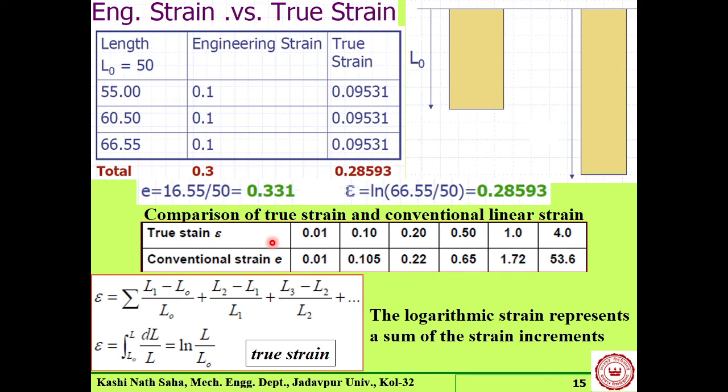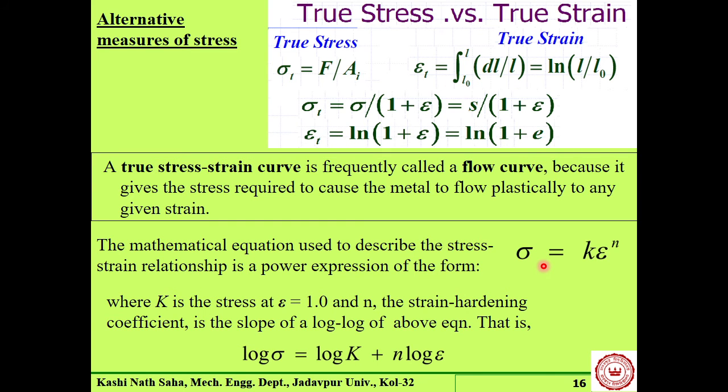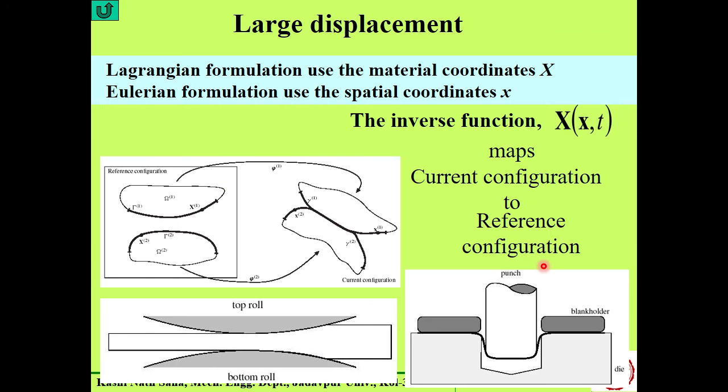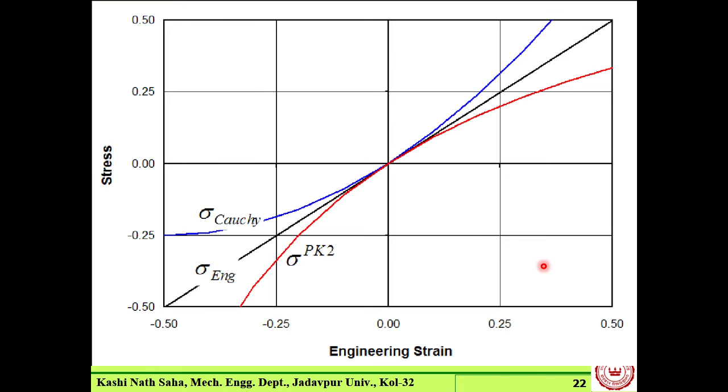So now you see what the relation is. This is engineering strain, this is true strain, or actually the notation is different. But you see, when conventional strain is 1%, true strain is 1.72%. Conventional means engineering. But when this is 4%, this particular value is 53.6%. It goes on changing. So based on that we have some problems actually. We won't go into these details.